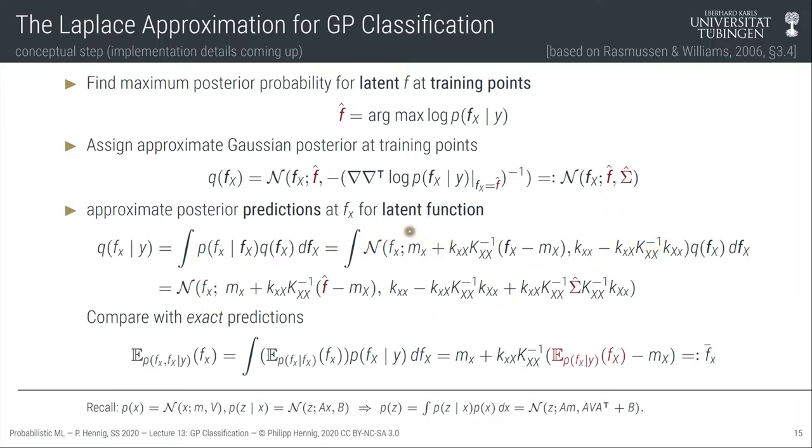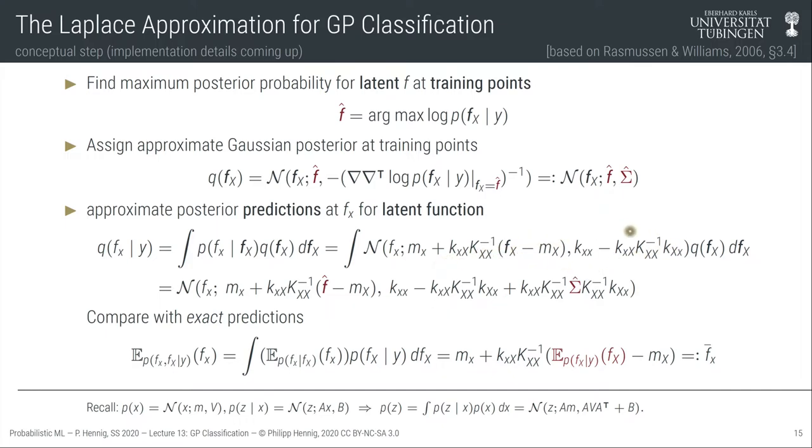They look like this. This is going to be a Gaussian distribution over the test latent function values, which has a mean that is given by the prior predictive mean plus the covariance between test and training times the prior covariance matrix of the training locations times the distance between the true value of the training latent variable f of capital X minus the predictive mean. Now we don't know this quantity, but we now have a Gaussian predictive distribution over it, which is going to make things simple. And there's a corresponding covariance.